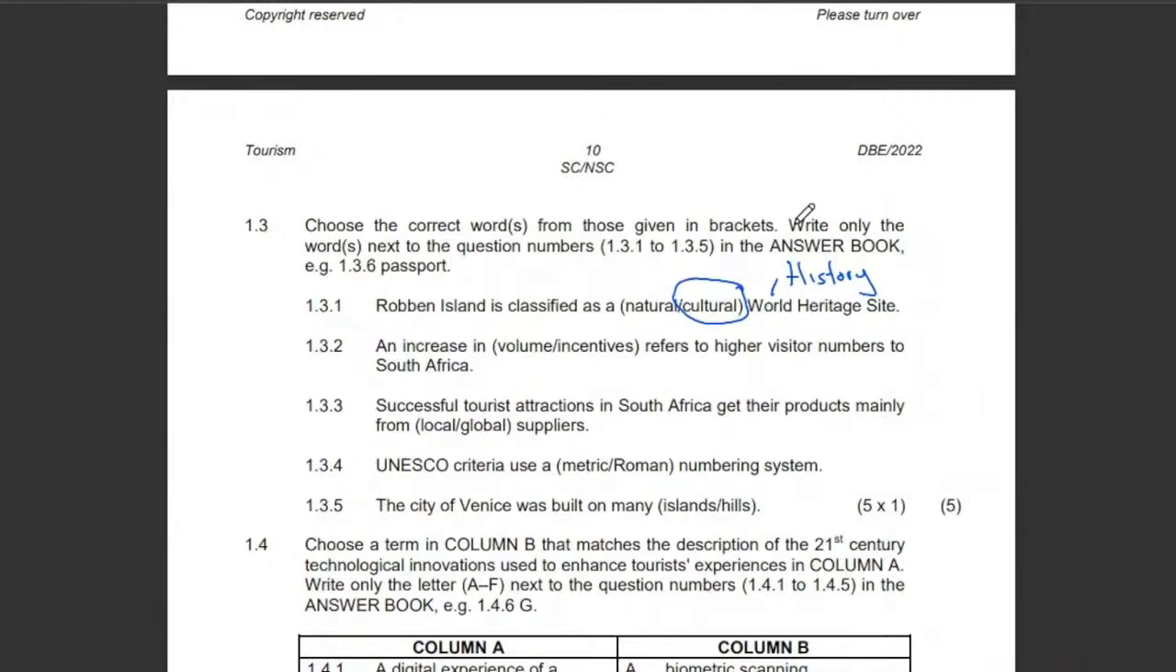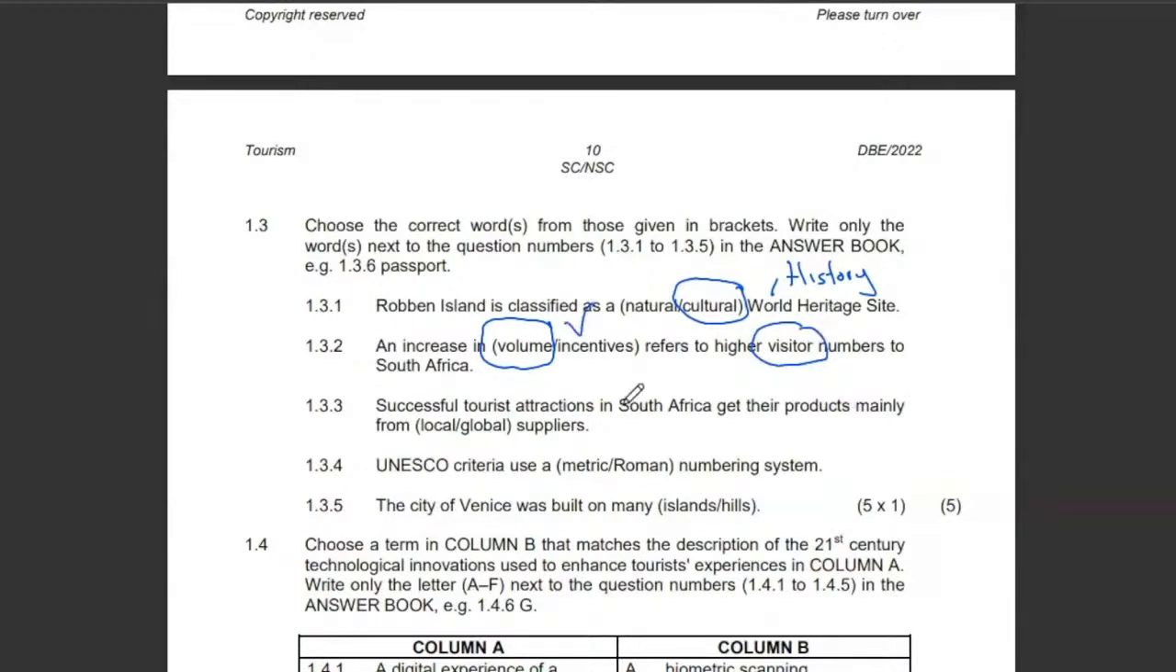The next question reads 1.3.2. An increase in volume or incentives refers to the higher visitor numbers to South Africa. An increase in volume. Volumes actually refer to the number of visitors. In tourism marketing, when we talk about volumes, we are talking about the number of people who came to a particular country or who visited a particular destination. So volume refers to visitors. Volumes and visitors go hand in hand. So the correct answer will be volume.